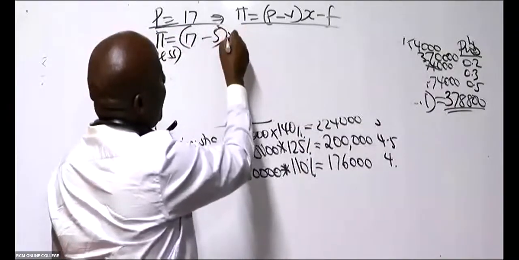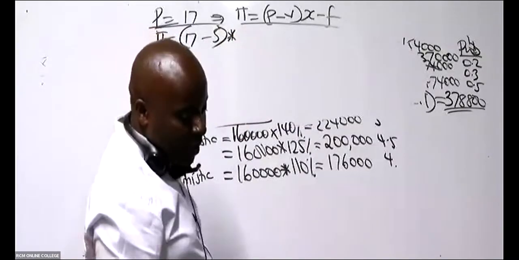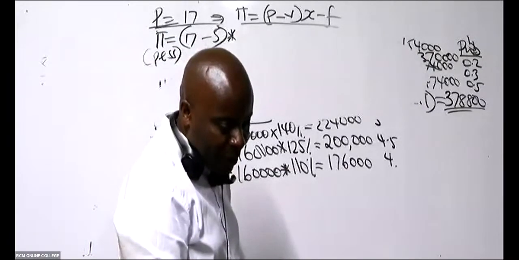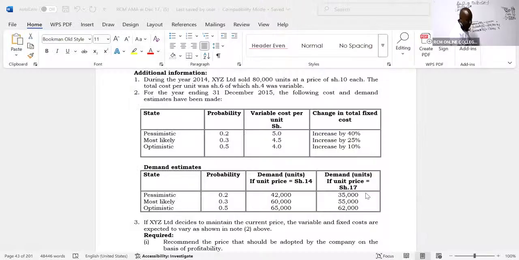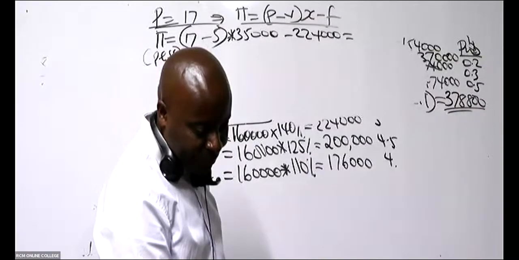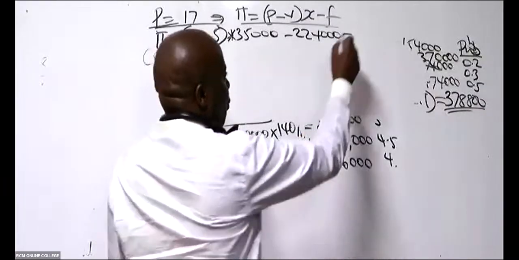If you're charging 17, then the pessimistic demand is 35,000, isn't it? Pessimistic demand is 35,000. And then we have the pessimistic fixed cost, which is 224,000. Could you be kind enough by giving me this answer, the first one? 196,000. Thank you so much.